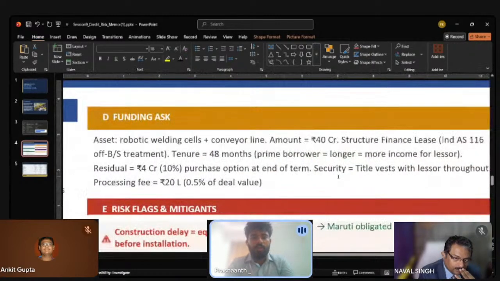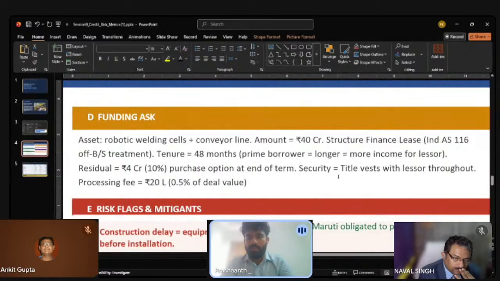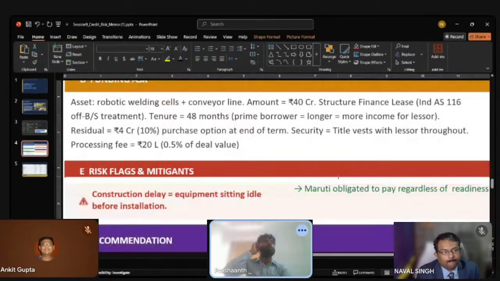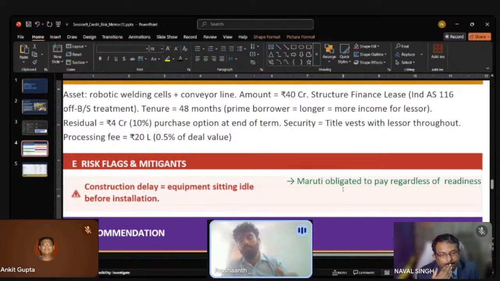So their funding ask is 40 crores, over a tenure of 48 months, and their residual is 4 crores, 10% of the initial lease value, and we are charging a processing fee equivalent to 0.5% of the deal, and here it is 20%. Given that there is no credit risk, the only risk that we see, and of course, we'll expand on it after the stress testing, but right now there is a huge risk which falls into two domains.